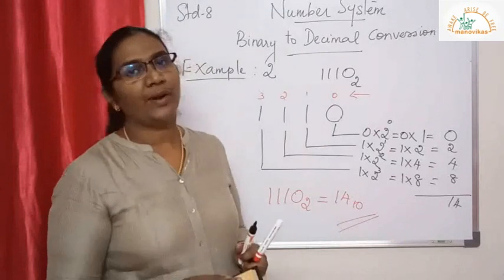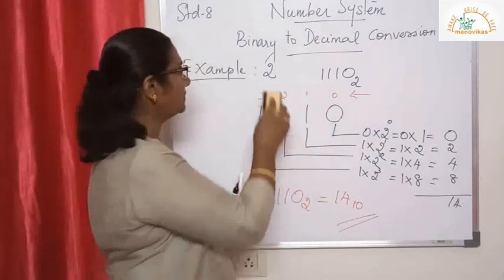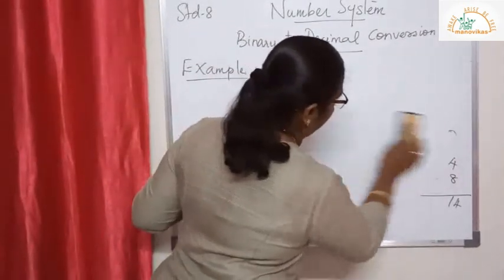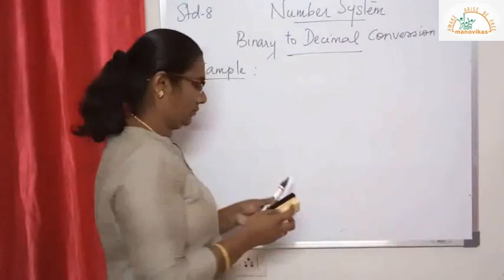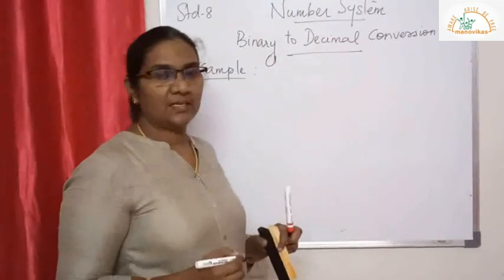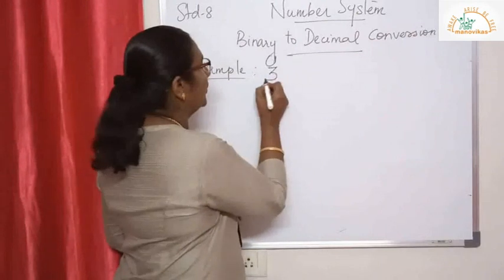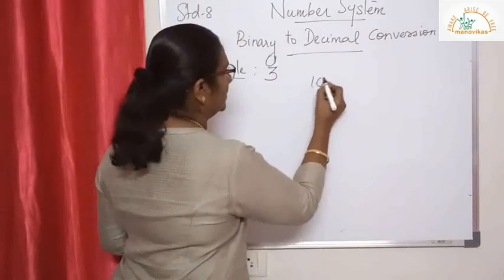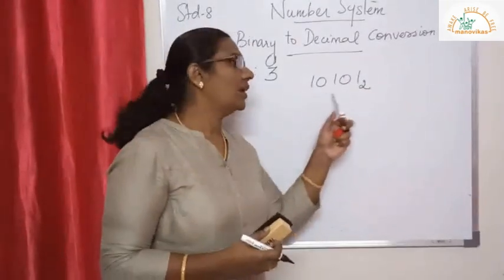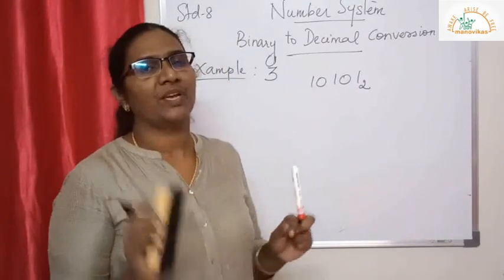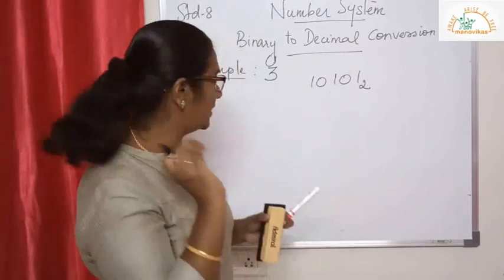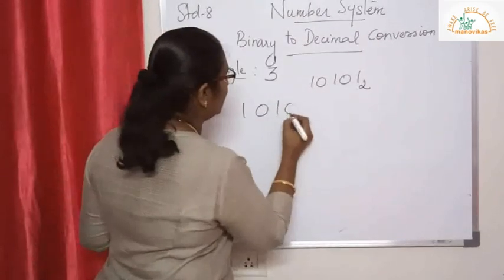Okay, so let's take one more example and solve the sum. The next example, that is example 3, is 10101. Doesn't matter how big the number is, the procedure remains the same. How many digits are here? There are 5 digits. The first thing is write all the digits in your number.